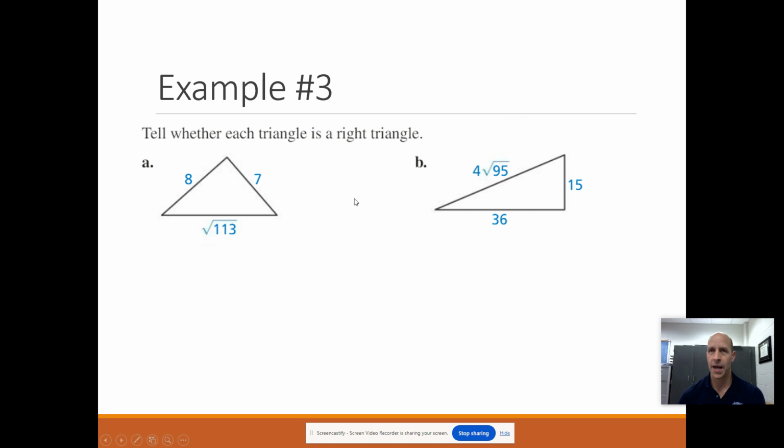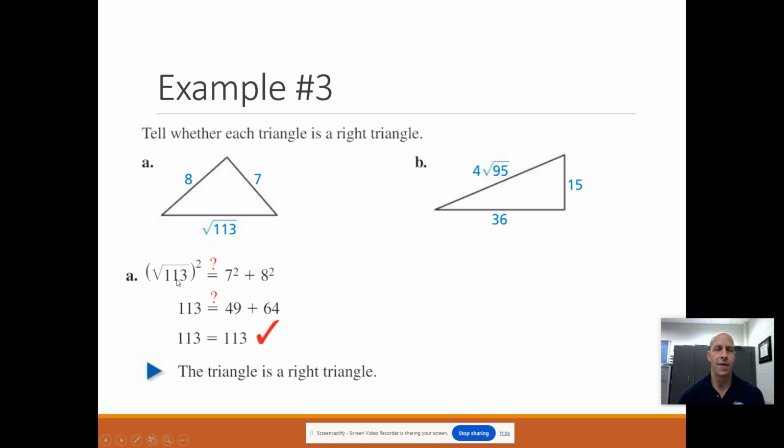So here's a couple of examples. I'm going to just kind of show you the work on these very quickly. So we've got this triangle here. Certainly looks like a right triangle. Let's see if it is. Now notice this square root of 113, that's the longest side because the square root of 113 is over 10. So that's the hypotenuse. That's important for you to notice.